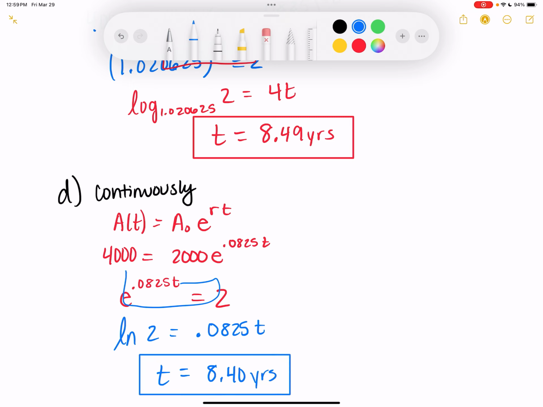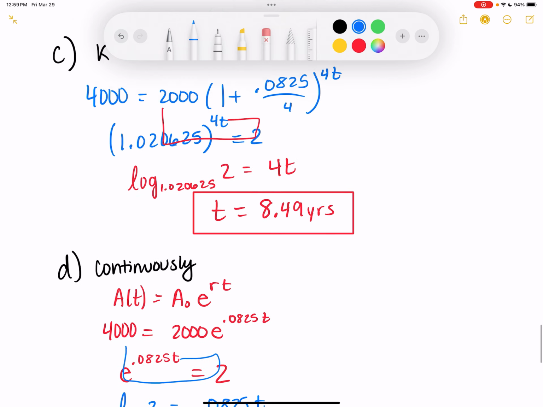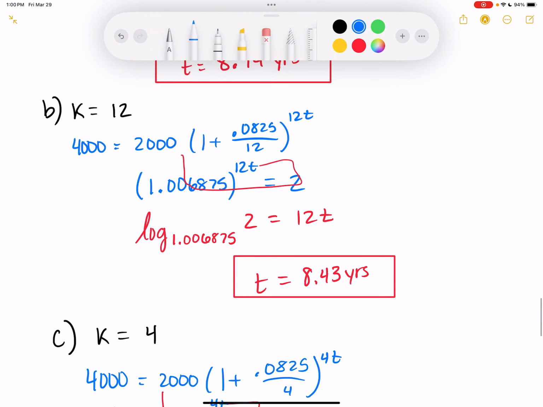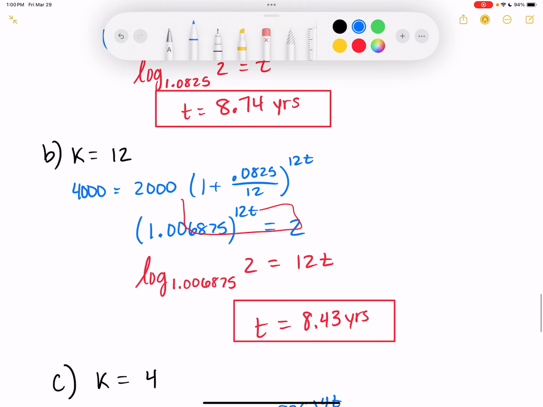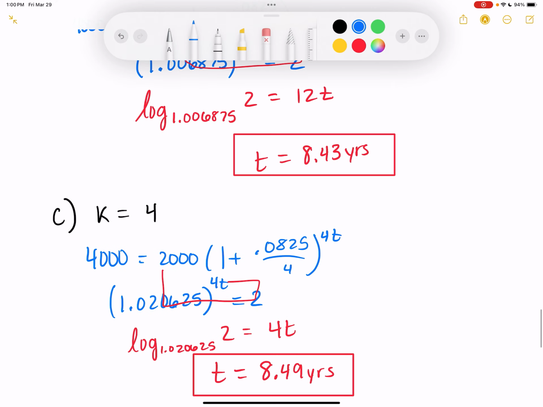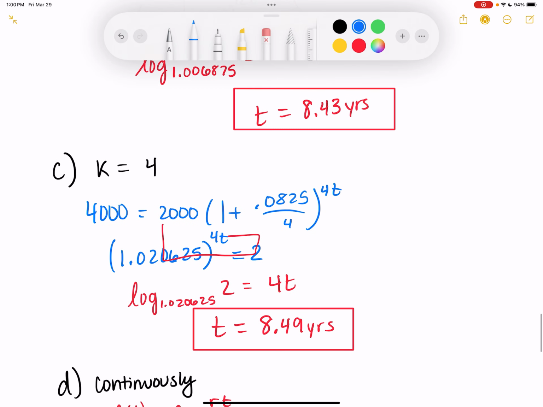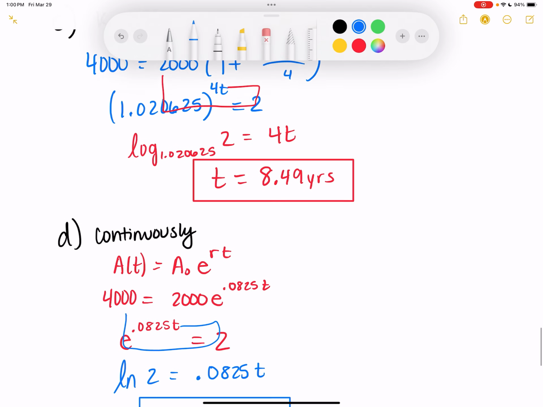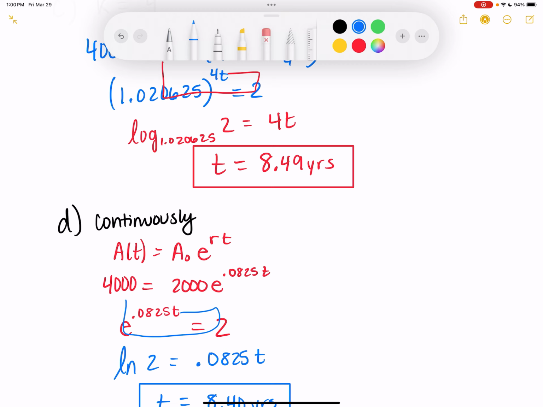So what do you notice about all these numbers? They're all pretty similar. The one that takes the least amount of time is the one that's done continuously. And then monthly is a little better than the others, which makes sense, right? With a bigger amount of money you would probably notice more of a difference, but $2,000 to $4,000 isn't a drastic difference. So you'd probably see it better with bigger numbers, but that's what they gave us, so here we are.